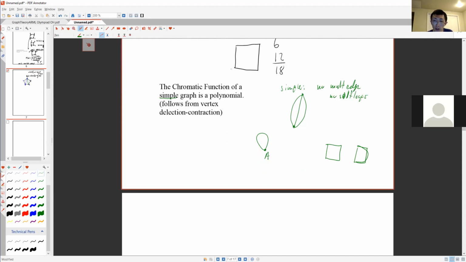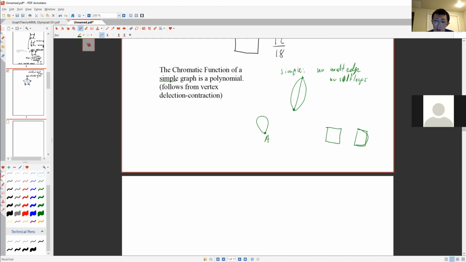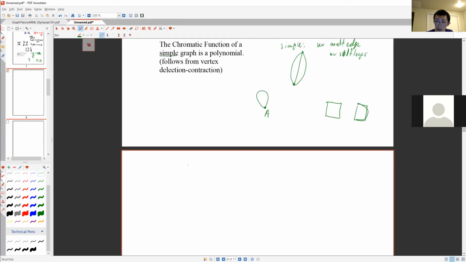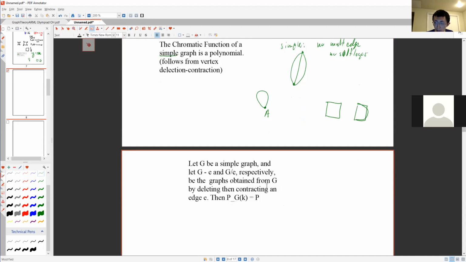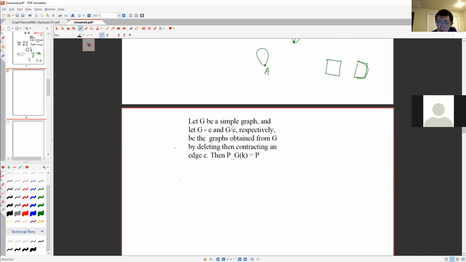So there's this theorem called the vertex deletion contraction theorem. Let's go with that. Basically what it says is, if you have a simple graph, and let's say I want to find the chromatic polynomial of this graph. Let's say it's the complete graph on 4 vertices, but you remove a diagonal. So it's missing this diagonal.